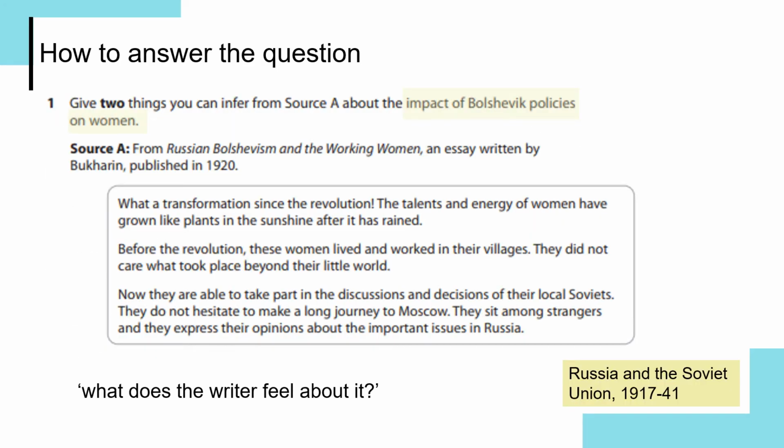Back to this question then. So what does the writer feel about it? What do they feel about the impact of Bolshevik policies? And we need to come up with 2 different inferences. We could say the writer is being positive, calling their impact a transformation and using phrases such as grown like plants, and that women are now involved in important discussions about Russia and its issues.